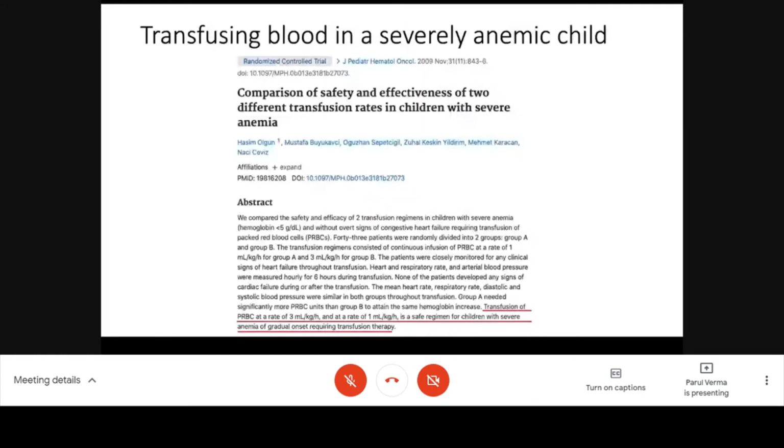What we traditionally do is give 5 ml per kg if the hemoglobin is less than 5. But that can easily be increased to 10 ml per kg given over 4 hours. And the child will tolerate such a transfusion easily, which this randomized controlled trial showed. So even if the child has hemoglobin of less than 5, you can transfuse up to 10 ml per kg over 4 hours, but you have to monitor that child carefully. The child should not develop failure while you are transfusing blood.